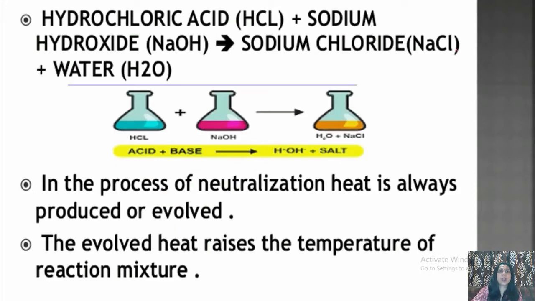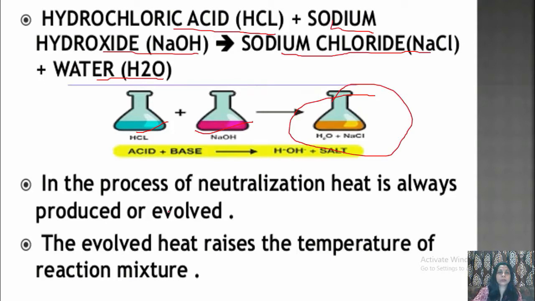You can see this reaction. Hydrochloric acid is an acid, sodium hydroxide is a base, and when these two are put together, they form sodium chloride, which is a salt, and water. This acid plus base will form salt and water.